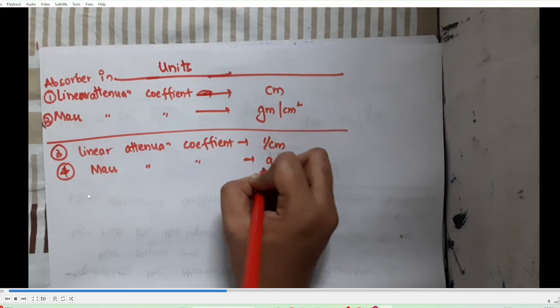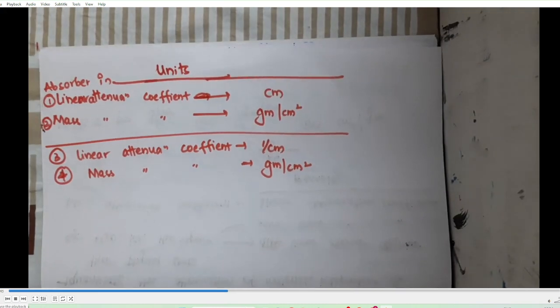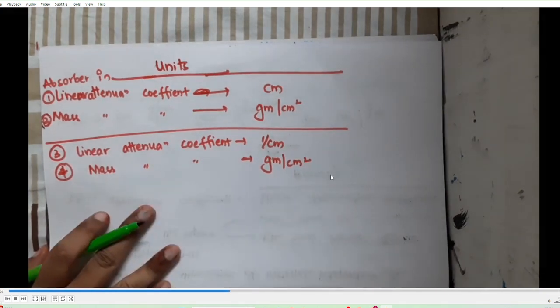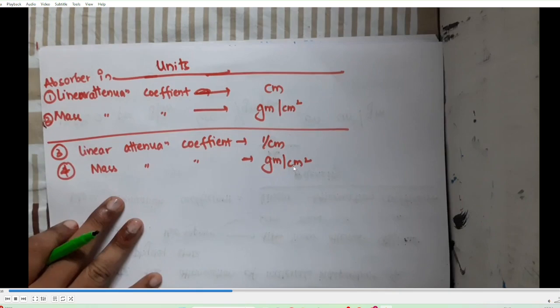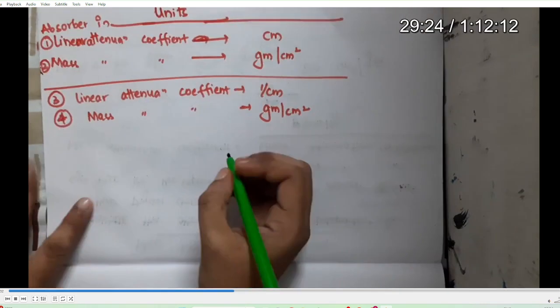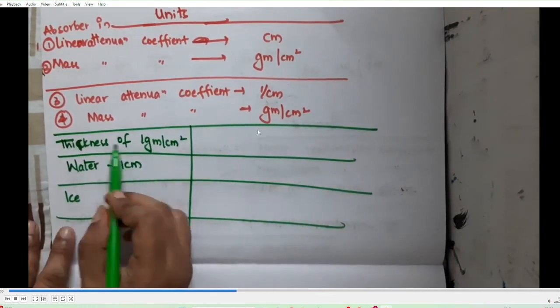Similarly, the unit of mass attenuation coefficient is the inverse of the absorber unit in mass attenuation coefficient. So this is false. This is actually centimeter square per gram, or 1 by gram per centimeter square. So this is a little mistake. Okay, you should see this one is a little mistake.